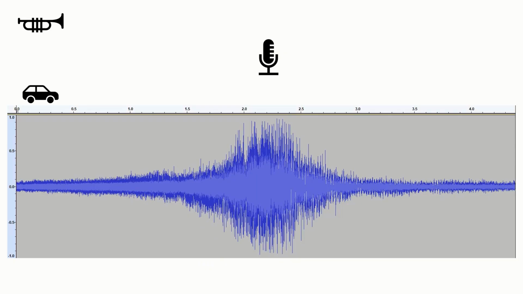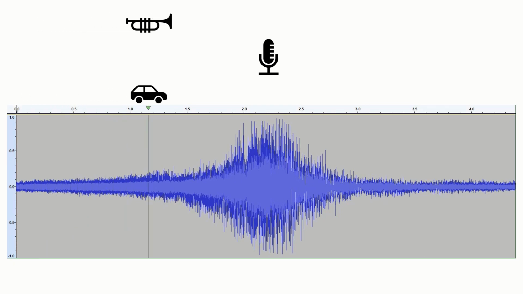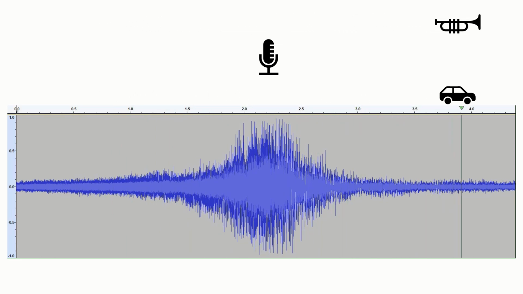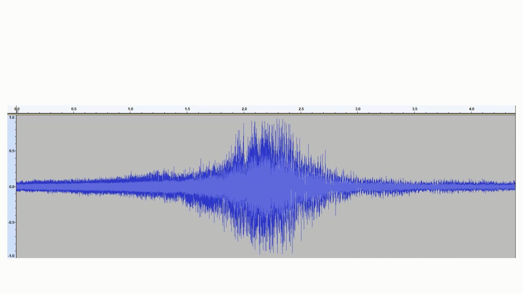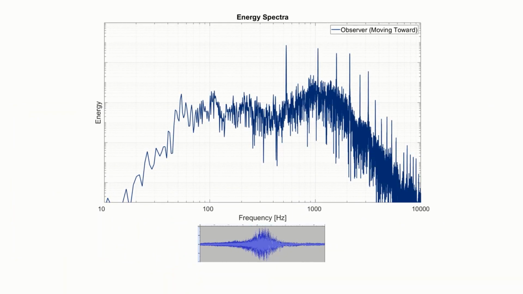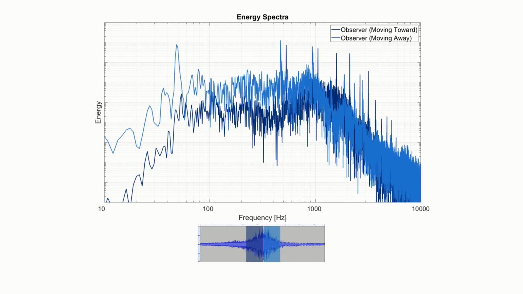Now, from the observer's perspective, there is a Doppler effect as there is relative motion between it and the source. Let's hear it again. And as with the first case, here we have the spectrum of the sound. But here we show two spectra, one taken just before the car reached the observer, so it was moving towards it, and another taken just after the car passed the observer, so it was moving away from it. Note that the two peaks in the middle of the graph are at different frequencies, one higher and another lower. This difference is the Doppler effect.